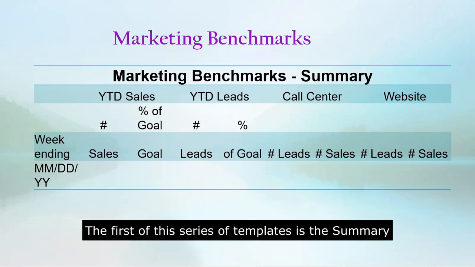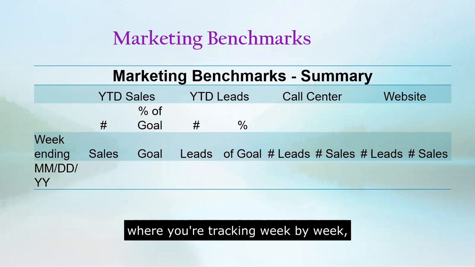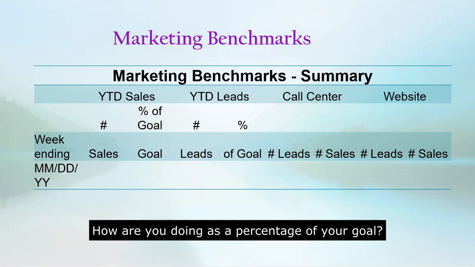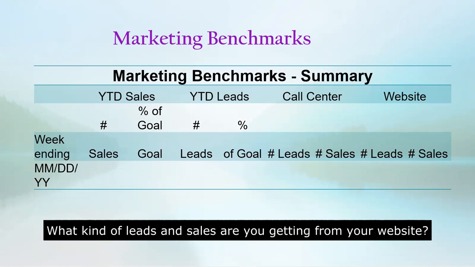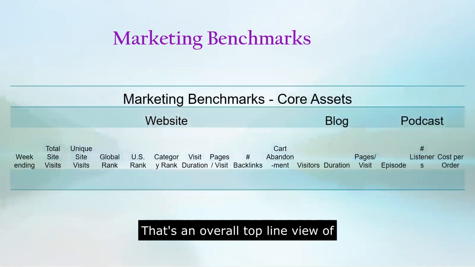The first of this series of templates is the summary, where you're tracking week by week how you're doing, and you're tracking your year-to-date sales and what your initial goals were. How are you doing as a percentage of your goal? What are your leads to date versus a period of time before? And then if you're using a call center or you're taking calls, being able to track the leads and sales that come from that outsourced entity. And then from your website, what kind of leads and sales are you getting from your website? So that's an overall top line view of what's going on in your business.